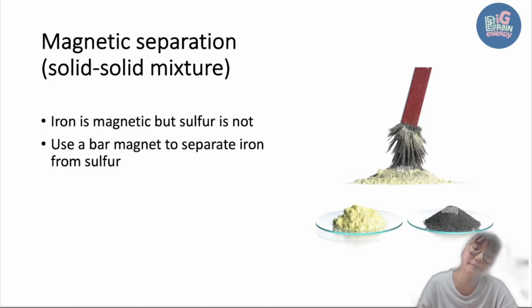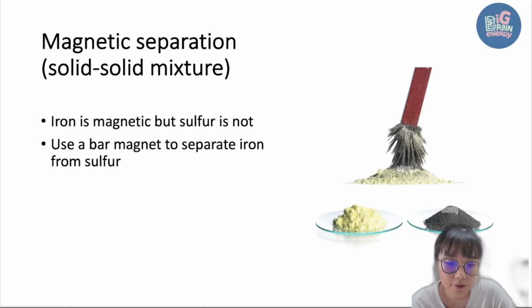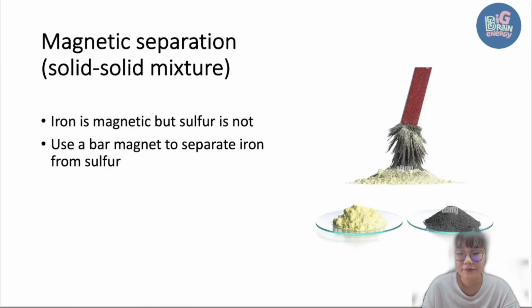So first up is your magnetic separation, where we talk about separating sulfur from iron. This is a common example, so make sure you are able to recognize the pictures here. We can literally just use a magnet to hover around the iron filings and separate it out from the sulfur.